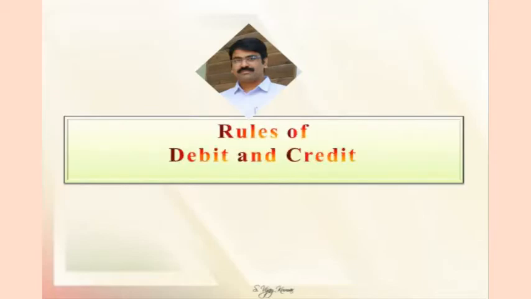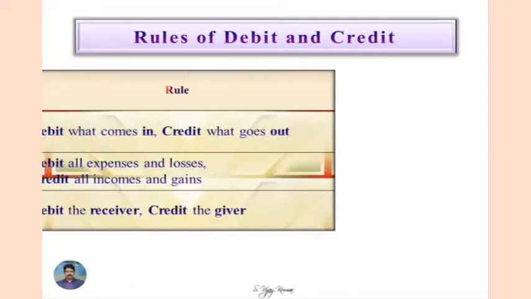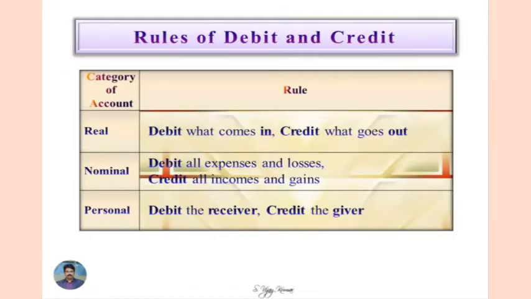Let's have a look at the rules of debit and credit in double entry bookkeeping. Generally, the debit side is on the left side when we have a T shape of account, and the credit side is on the right side. So how to enter? We need to know the rules of debit and credit for that. Entering on the debit side is called debit, entering on the credit side is called credit. So we have to understand the rules for entry.